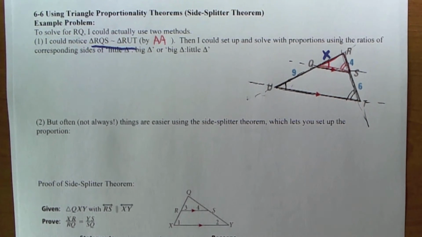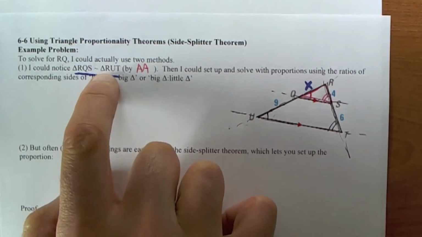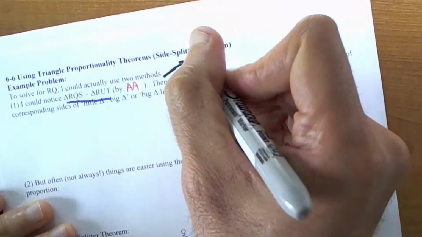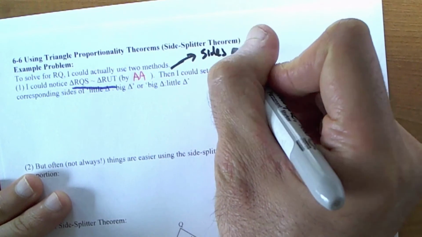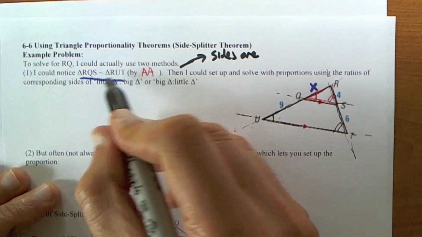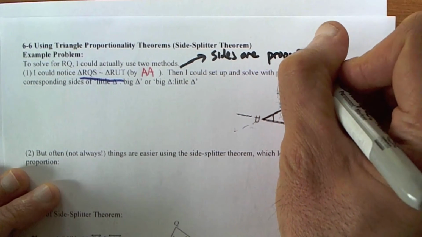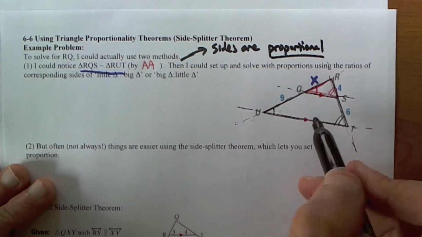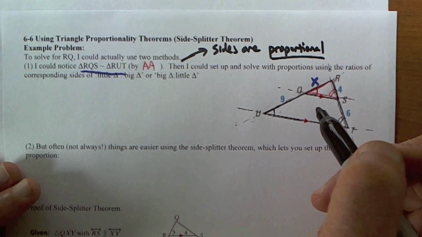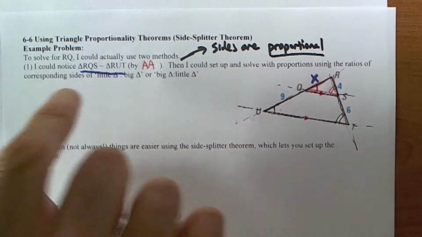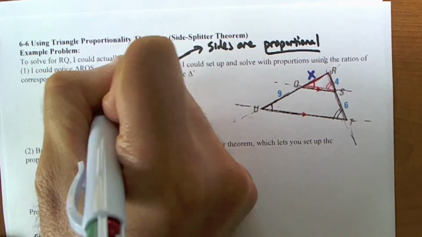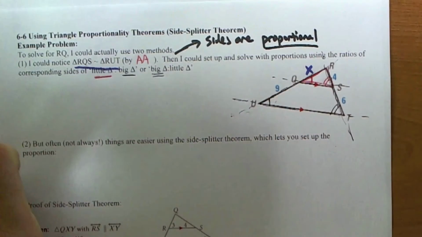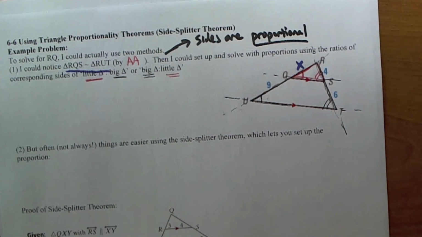So we could set up and solve, because they are similar. If they're similar, that means by definition the sides are proportional. Before I proved that these were similar triangles, I couldn't say anything, but now I know that these are proportional. So I could now set up and solve using the corresponding sides of the little red triangle and the big black triangle. Or I could go reverse, big black triangle to little red triangle. It doesn't really matter.